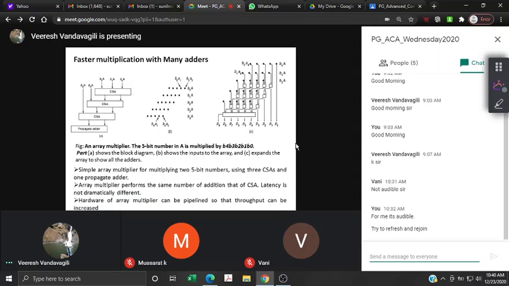So this is the internal structure of the adders. In the CSA, how many adders will be used? All of those things are displayed here in full detail.